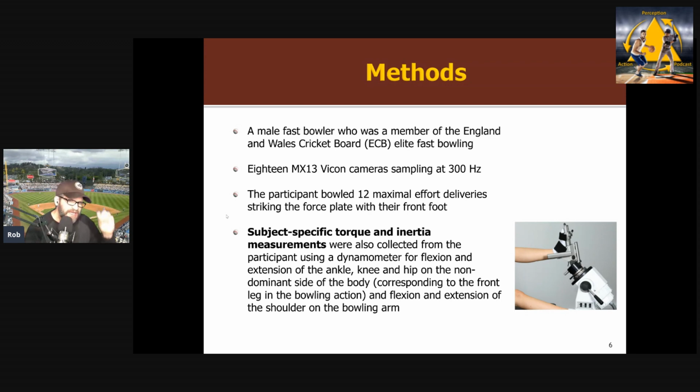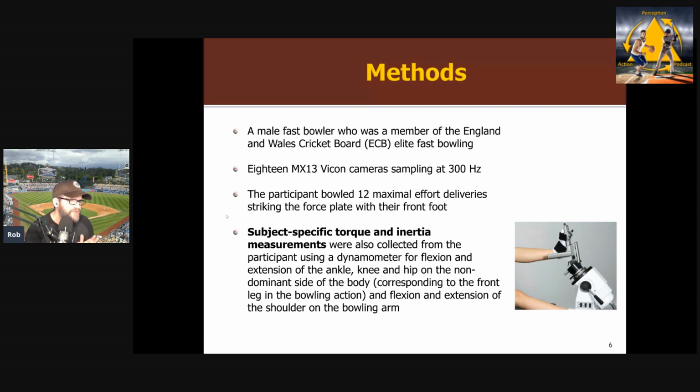To make this individually optimized, what they did was a bunch of different measurements. They measured body lengths, length of the arm, different anthropometric measurements. But more importantly, they also did measurements of torque and inertia. So they used this device shown in that picture called a dynamometer, that I remember using when I was in the sports science department in Birmingham. We could play around with this in labs and things.